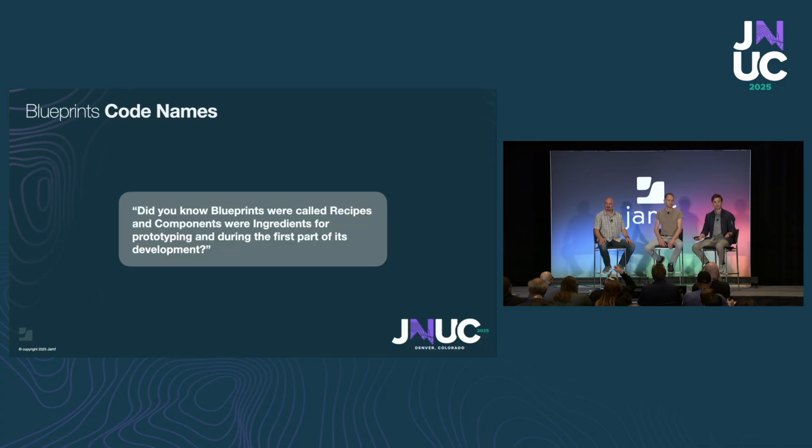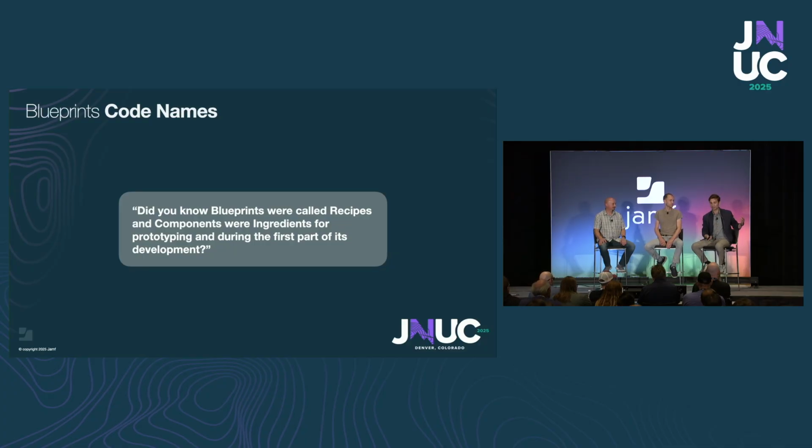With that said, though, let's start with a little icebreaker of code names. Many of you probably don't know this, but Blueprints was almost called Recipes, up until the last couple of months of its development cycle. And the components were called ingredients. So we had a ton of food-based puns.